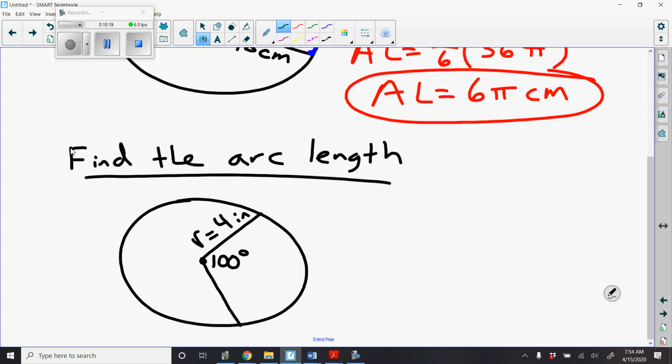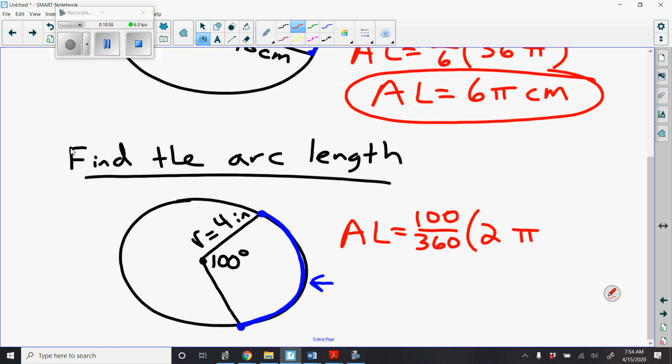Okay, so I want to find this arc length here. Again, just to show you which arc I'm talking about, this one right here. And this one I'll do entirely on the calculator and show you how that can help you here. Arc length equals theta over 360. My theta here is 100, so 100 over 360 times 2 times pi times the radius.